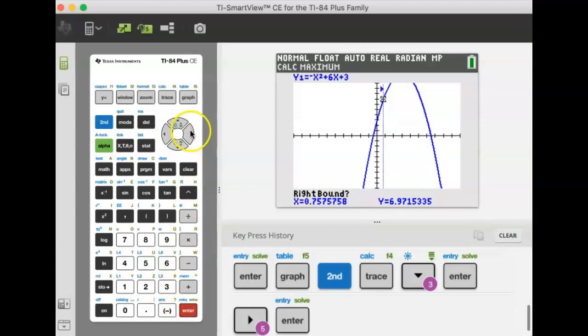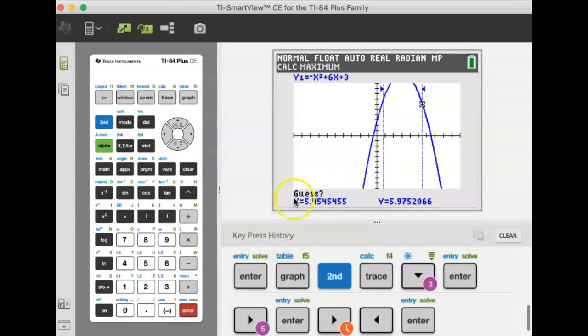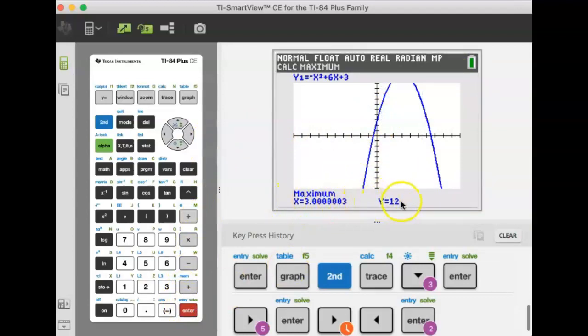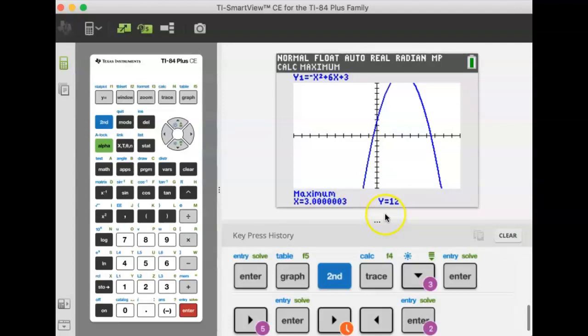And then it says right boundary. All right, so I'm going to arrow to the right until, oh, there I am. Am I to the right of my vertex? Yes. So I'm going to hit enter. Now it's going to ask one more time, is this where you want me to guess? Yes, it is. So I'm going to hit enter. And at the bottom, it's going to tell me that my vertex is at 3, 12. Now I know it says 3.00003. We round that to 3 because it's doing the best that it can. And I did kind of give it a wide area. So that's okay. So that is our vertex at 3, 12.